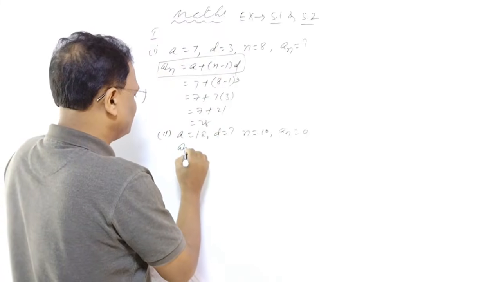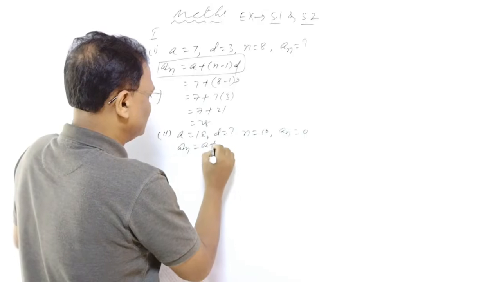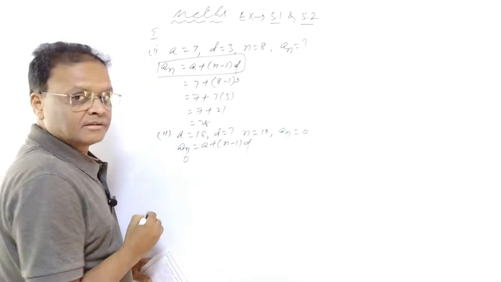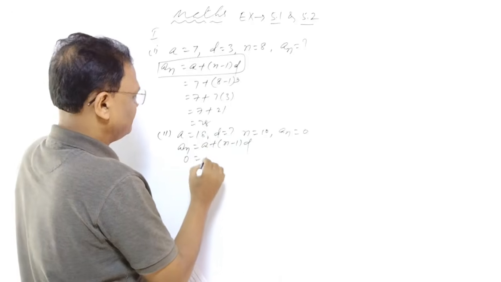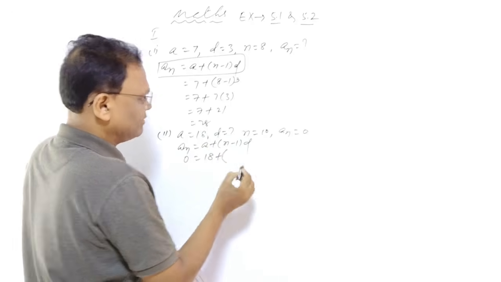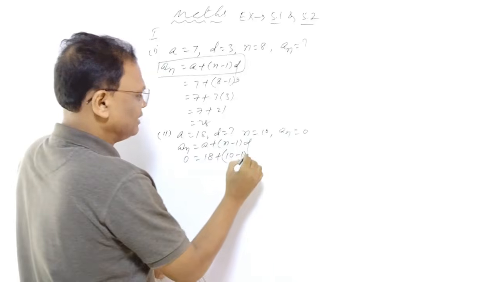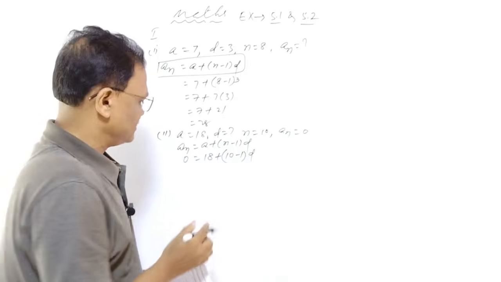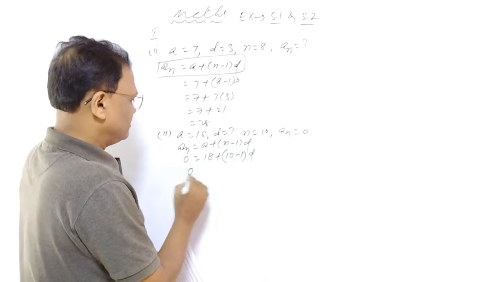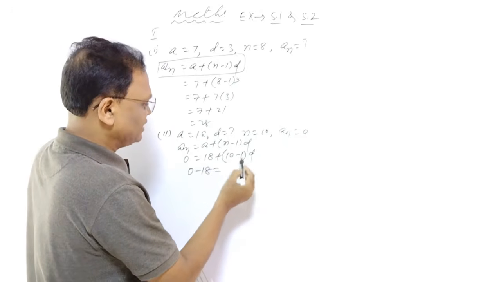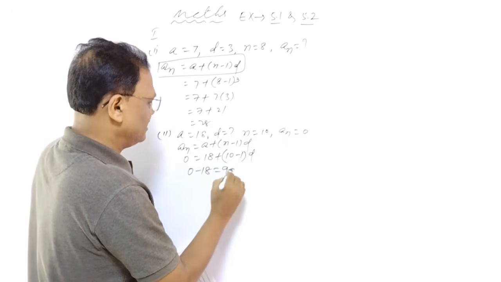Again, let me substitute in the formula. A_n is equal to A plus (n minus 1) into D. What is my A_n? My A_n is 0. A is 18, plus n is 10, minus 1, into D. D I have to find, so keep it as it is. Now 0 minus 18 is equal to 9 into (10 minus 1), that is 9 into D, 9D.